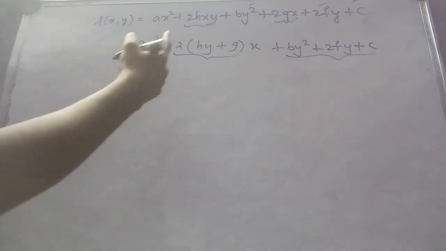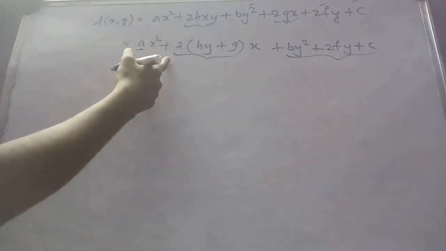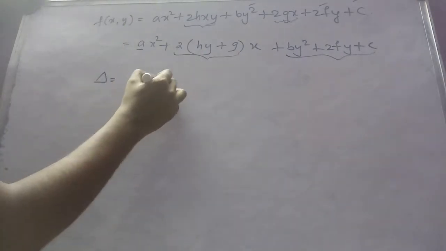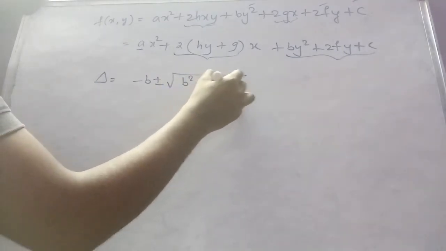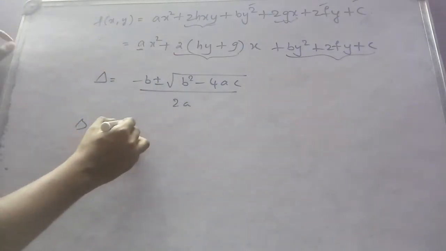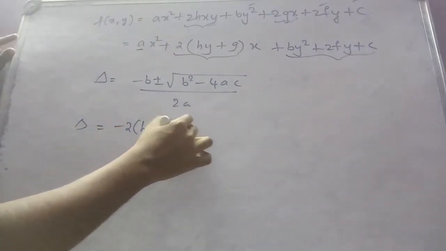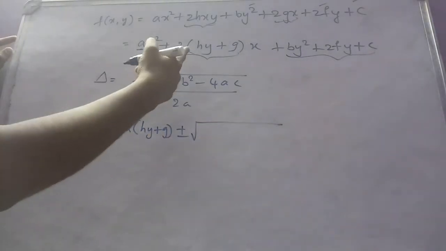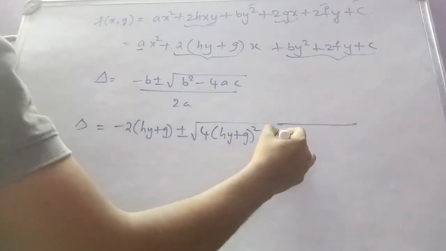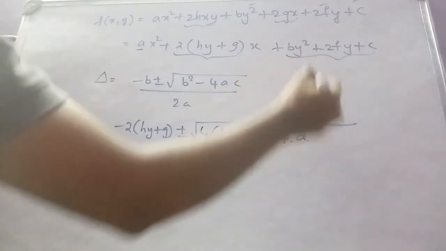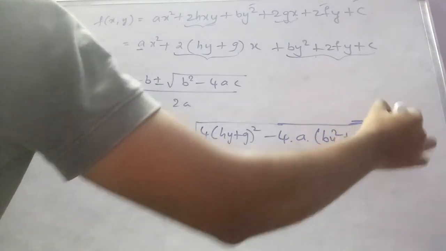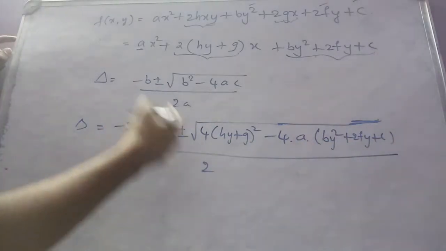Let us find the discriminant of this quadratic expression. If you find the discriminant of this quadratic expression, I'll get the formula. The actual formula is minus b plus or minus root over b square minus 4ac by 2a. So which means what? x is equal to minus b, so minus 2 times hy plus g, plus or minus root over of b square. B square means 4 times hy plus g whole square. B square minus 4 into a means a only into c is this, whole divided by 2 times a means a only.